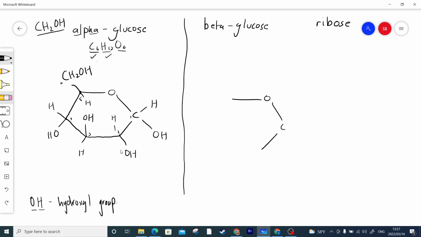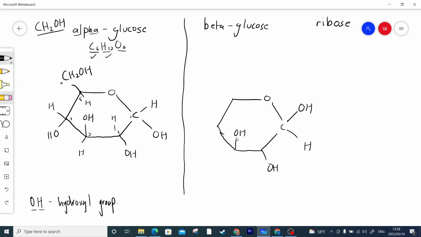The hydroxyl groups on everything else have to be in those positions, and they stay the same. Now my OH group is going up here, my hydrogen's going down here. Can you notice that it's switched around? That's when it's beta glucose. Okay, and draw like that, like that. Then my hydroxyl group's still the same. OH over there, OH over there.